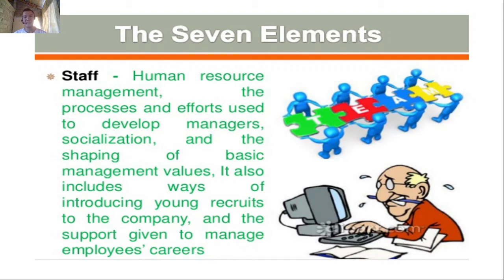Next is staff. The human resource management or HR, the processes and efforts used to develop managers' socialization and the shaping of basic management values. It also includes ways of introducing young recruits to the company and support given to manage employees' careers. Basically, HR ito. Human resource management. So yung pag-i-staff, you are hiring of people, so lahat yan dapat systematic.